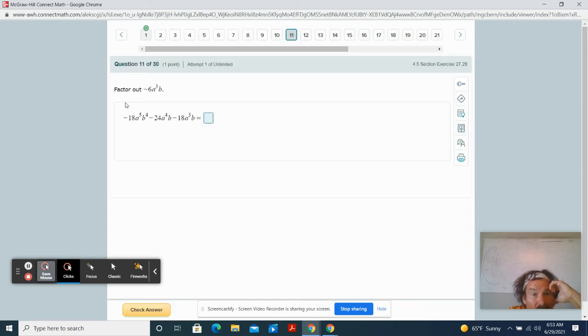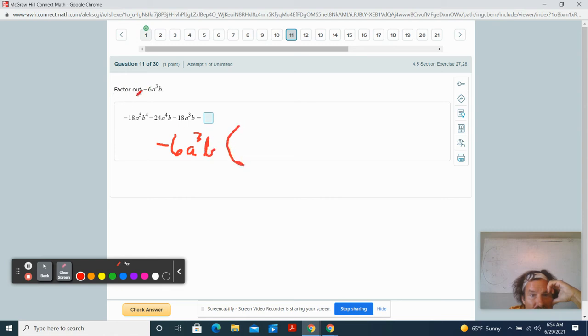Some of them are, okay, here's factor out a negative 6a cubed b. So if you factor out a negative 6, that's going to change all of these signs. But then we have to divide by 6. So let's look at this one. Factoring out a negative 6. So we take negative 6, a cubed, b, and we put it outside. If it says factor it out, that means it's outside the parentheses.